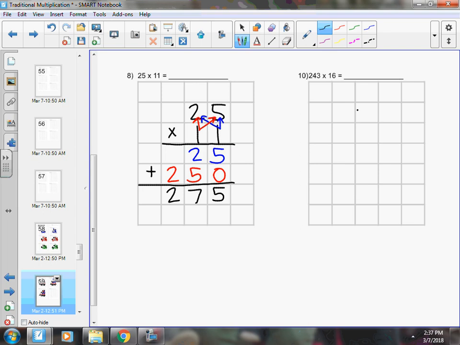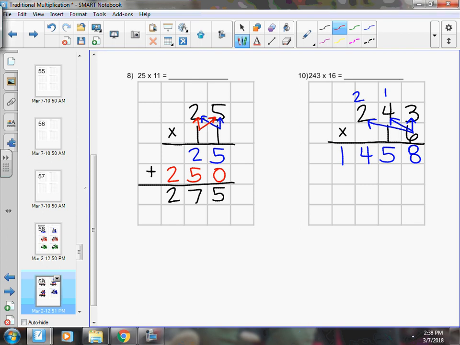And the last one, I threw a 3-digit times a 2-digit number at you to see if you could do it. It's the exact same process, so stay with me. So ignore that 1 for now, and let's just focus on our 6. 6 times 3, then 6 times 4, then 6 times 2. 6 times 3 is 18. 6 times 4 is 24. Plus 1 is 25. 6 times 2 is 12. Plus 2 is 14.